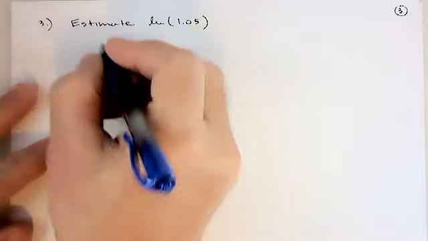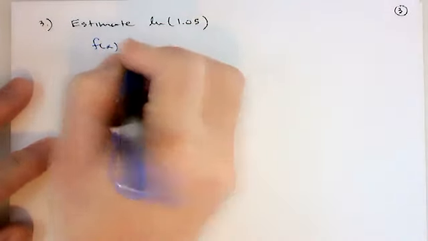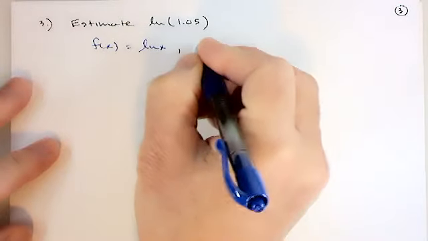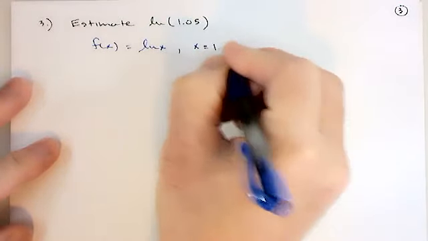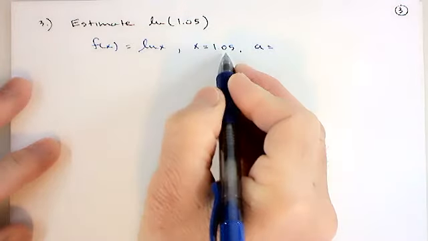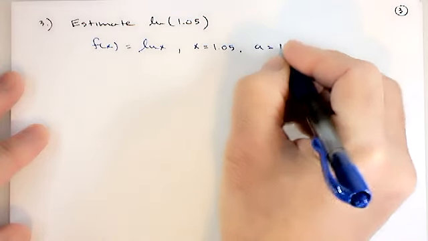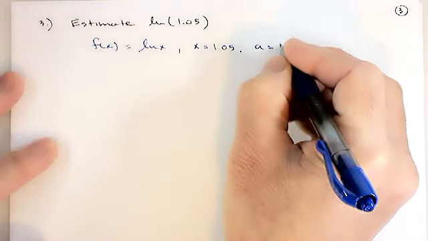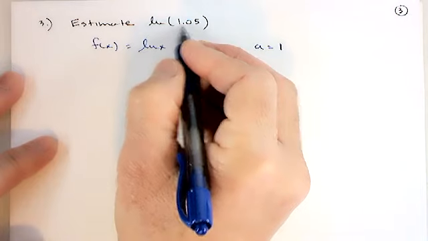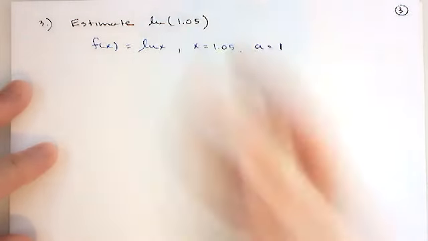So our function, if we want to estimate the natural log of something, is going to be ln of x. Our x value is the messy number, and our a value is the number close to 1.05, which would obviously be 1. And that brings up an issue. What if it was like 1.5 or something, right in the middle? Well, you could either go with 1 or 2.